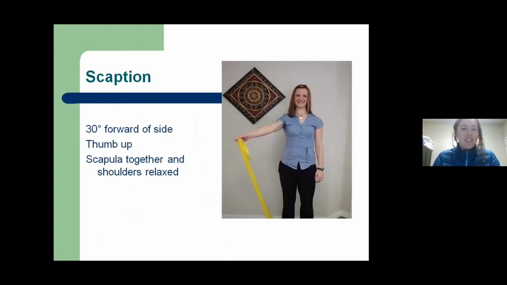More band options here. Scaption is kind of the movement. It's 30 degrees out to your side, 30 to 45, and it's just lifting up in that plane, and that's kind of the ideal position for part of your rotator cuff muscle to work in. So if you step on a TheraBand there, hold that band out, thumb is pointing up, and you've got your shoulder blades together, shoulders are relaxed, your upper trap and neck muscles aren't working, and you're just pulling up from that shoulder and back down.